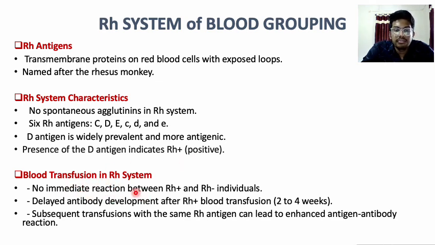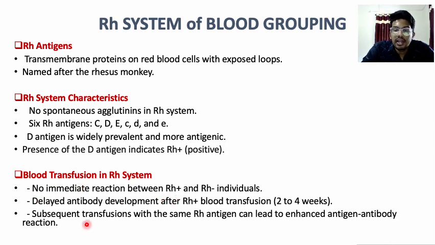Actually, there is no immediate reaction between Rh positive and Rh negative individuals, but there will be a delayed antibody response. If you are an Rh negative person, you will develop antibodies against the Rh antigens. So if you receive blood from an Rh positive person, the antibody will develop very slowly, after 2 to 4 weeks.